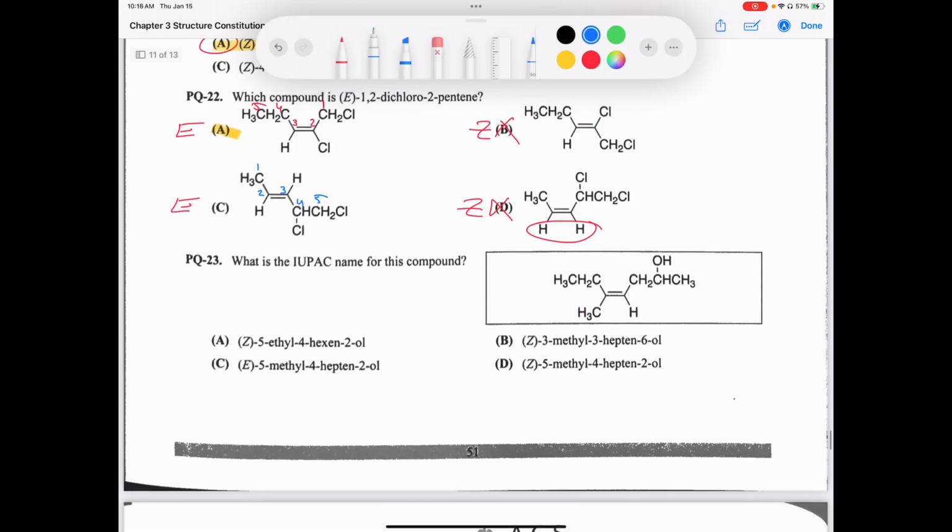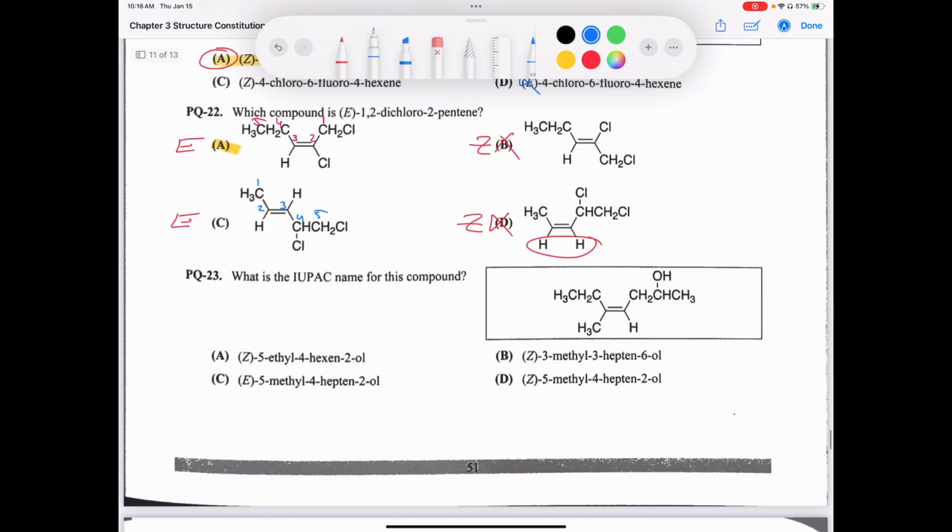Number 23, still get that E and Z thing going on here. So we can see that the highest priority group on this carbon is going to be the ethyl group. The highest priority group on this carbon is going to be all this spinach over here. So this is a Z compound. That doesn't do a lot for us, does it? It only allows us to eliminate one compound. All right, but we have two functional groups in the compound, don't we?